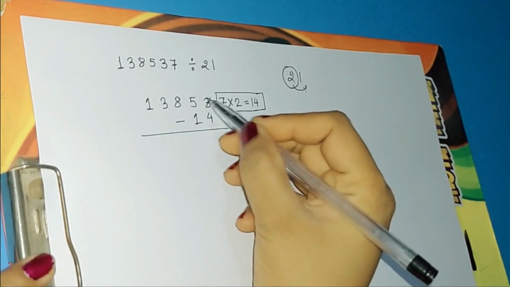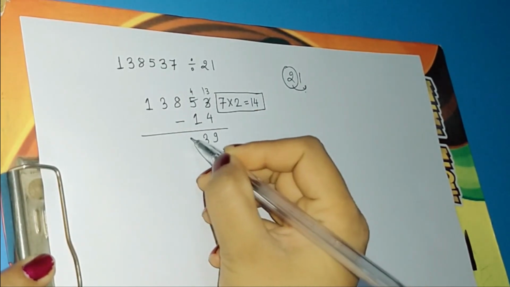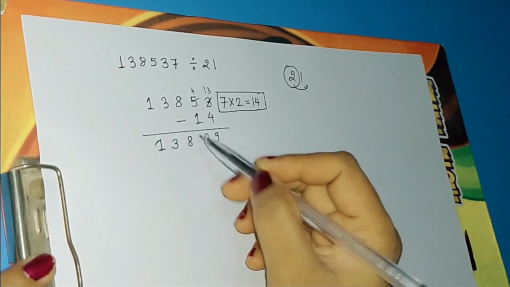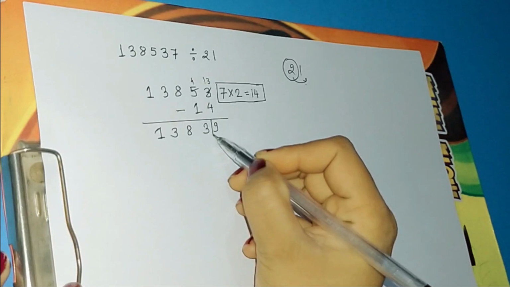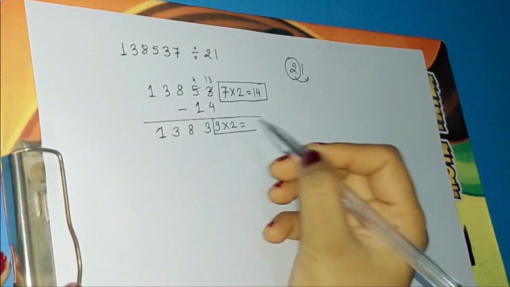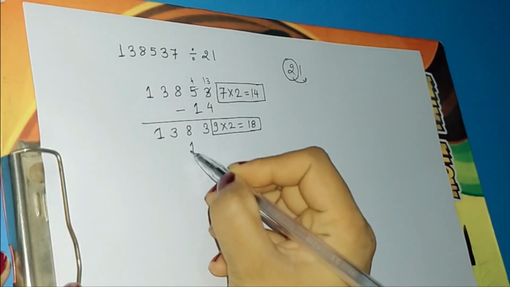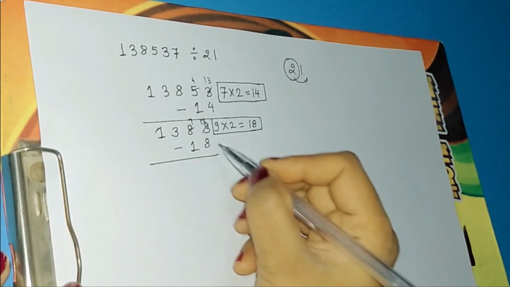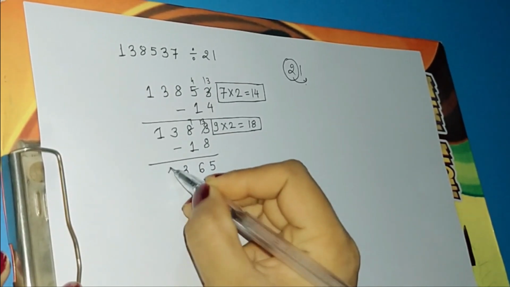So 13 minus 4 is 9, 4 minus 1 is 3. Here we have 8, 3 and 1. Now again we repeat step 1. We multiply the last digit, 9, by 2. So 9 twos are 18. Now we subtract this 18 from the remaining digits. 13 minus 8 is 5, 7 minus 1 is 6. Here 3 and here 1.